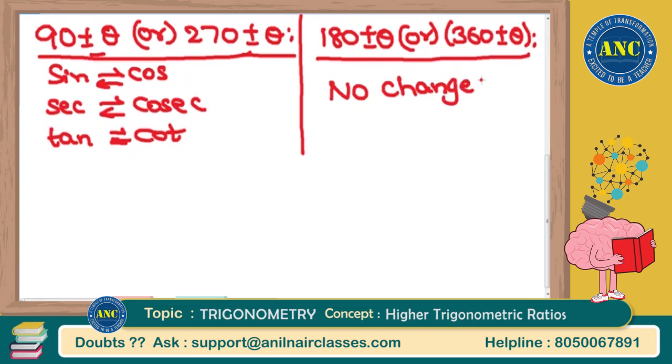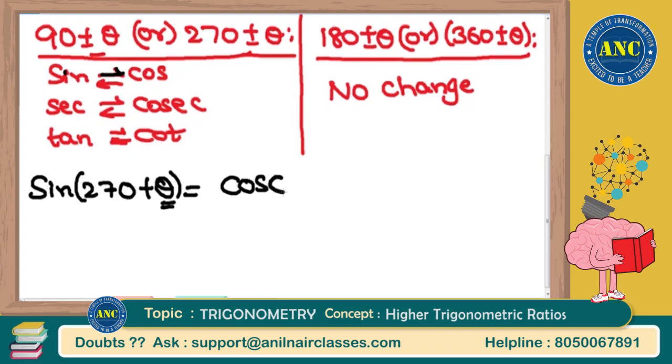Sir, can you explain with a few examples? Suppose, for example, I have sine of 270 plus theta. I want to check what value this returns. Can I say that whenever it is 270 plus or minus theta, sine should become cos? First do that simplification. Sine should become cos. Write down cos and write down the angle given, theta in this case. Now let us check whether it is plus cos theta or minus cos theta.